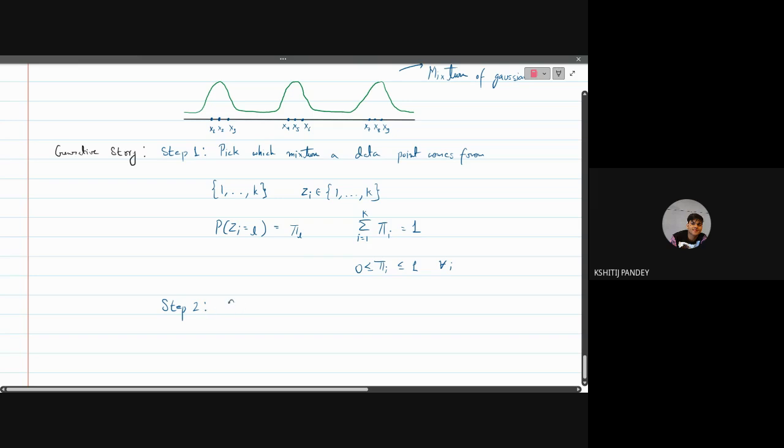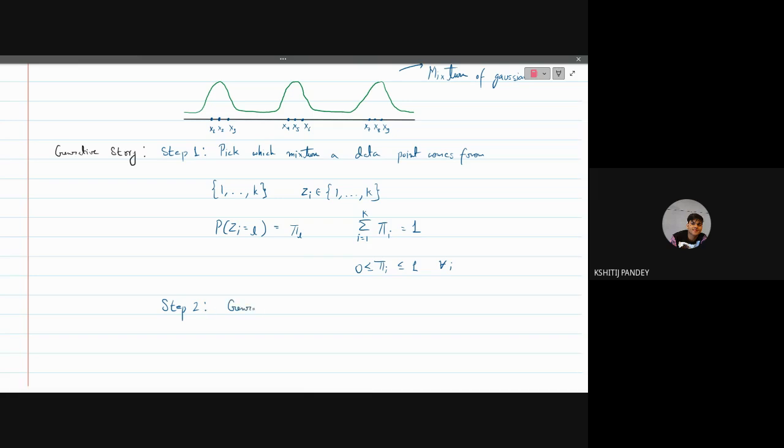So generate your xi data from the normal distribution with mean mu zi and variance sigma square zi. So this is your generative story here.